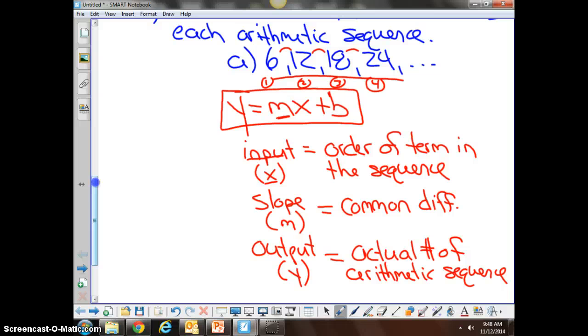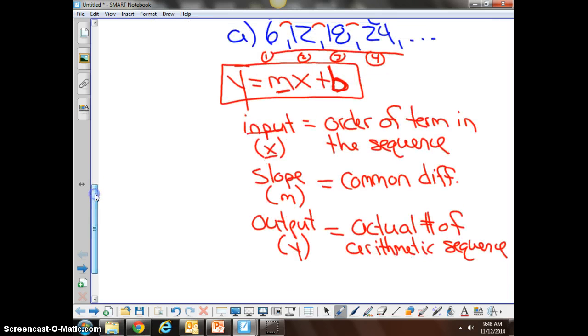B is actually not going to be represented at all here because we're not adding a constant or subtracting a constant. It's always going to be, in this case, 0. So if you want to express b as 0, or where it crosses the y-intercept, it's always going to cross the y-intercept at point 0.